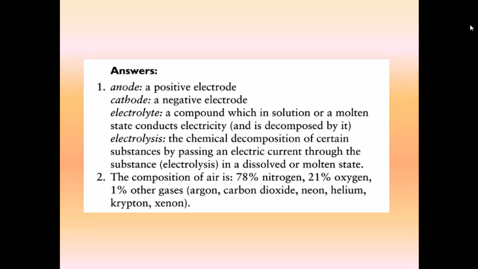The first term is anode. Anode means a positive electrode, whereas cathode means a negative electrode. For example, in batteries we have 2 electrodes. One of them is positive and it's called anode, and the other one is negative and it's called cathode.